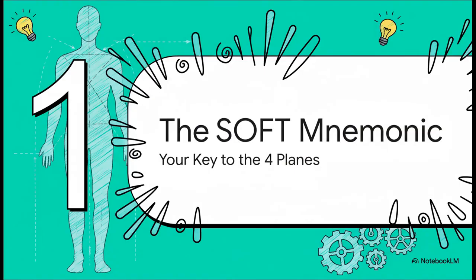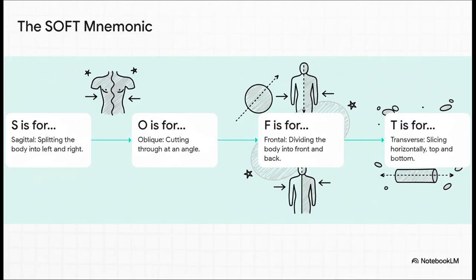Okay, so how on earth are we supposed to keep all these different planes straight? Don't worry, I've got you covered. There's a super simple key, and it's the mnemonic SOFT. This one little word is going to be our guide for this whole thing. SOFT. That stands for sagittal, oblique, frontal, and transverse. So let's just dive right in and break them down, starting with S.